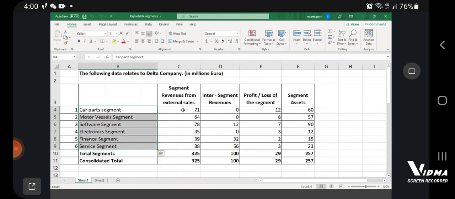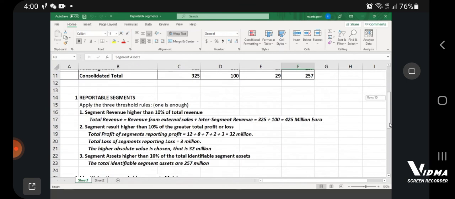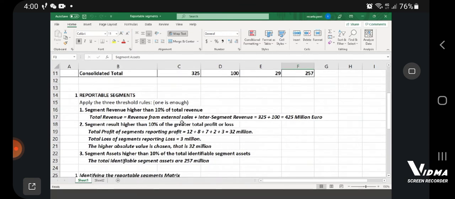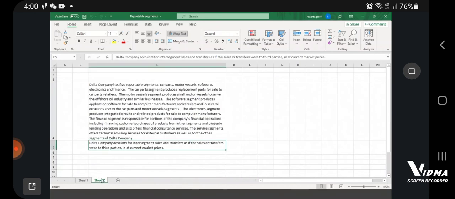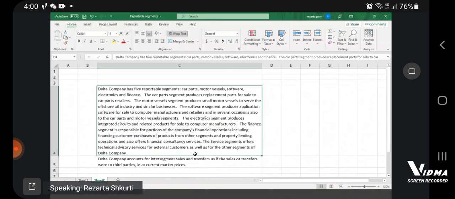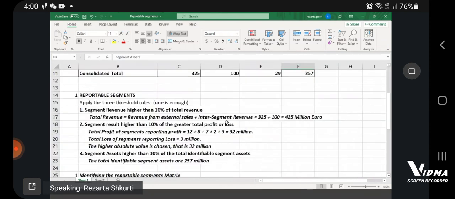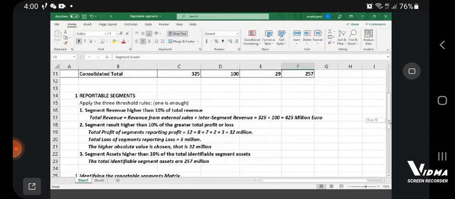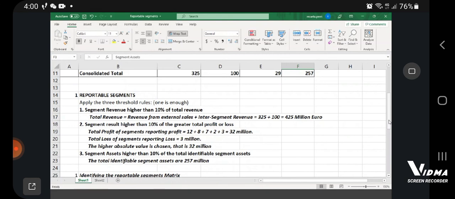And you can see that we have the segment revenue from external sales. For each of them, we have intersegmental revenue, profit or loss for the segment, and also the segment assets. What we also have here is information about the activity of each of the segments. It is included here, and we proceed by recognizing the thresholds. So one of the 3 is enough.